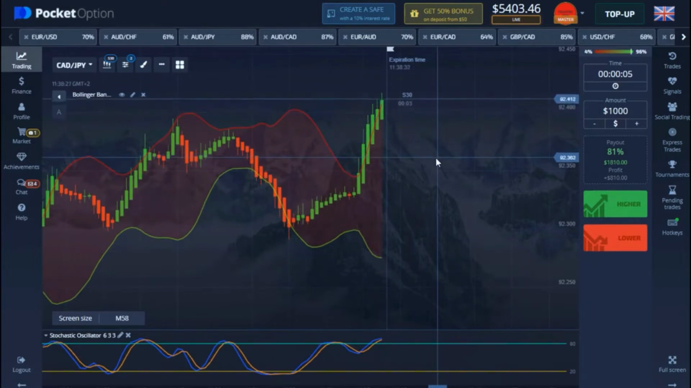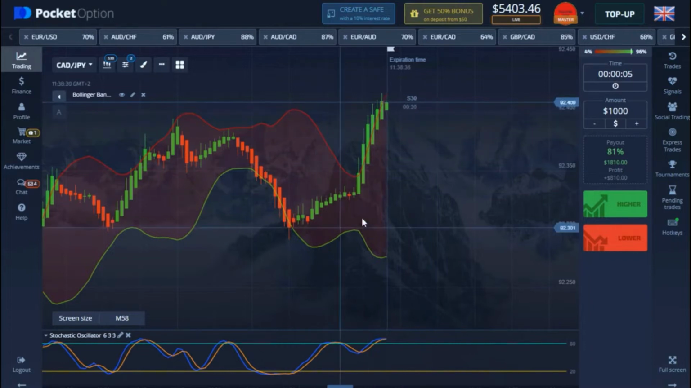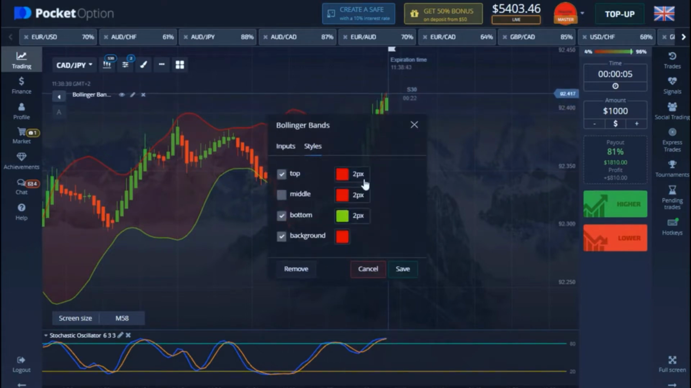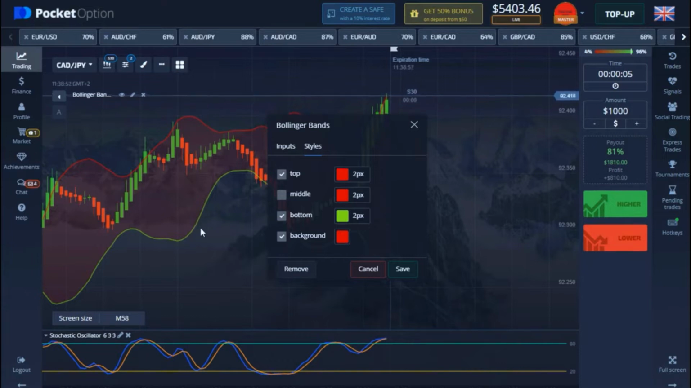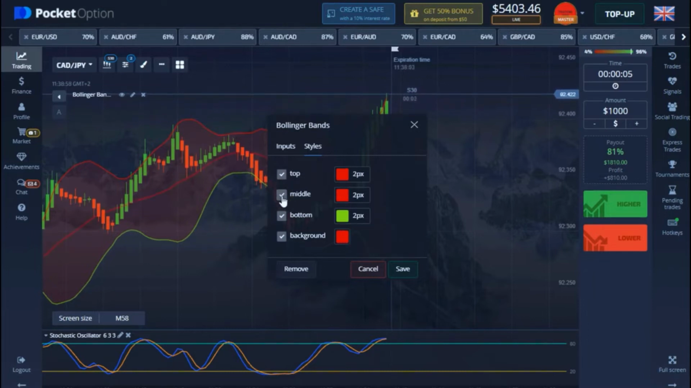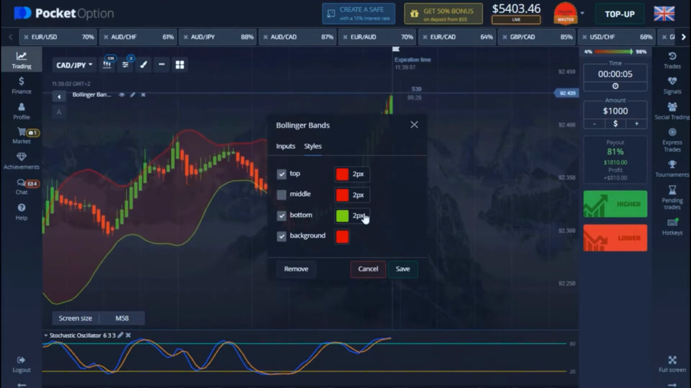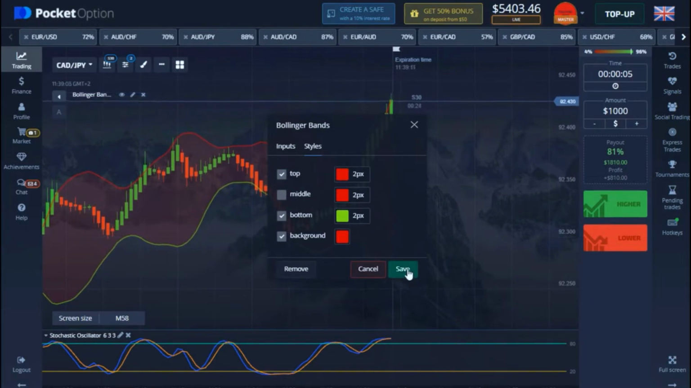Alright, so over here we have two indicators. The first indicator I'm using here is called Bollinger Band with this setting. The period here is 20, the deviation is 2. On the style, I take all the lines. The top color here is red, the middle is red, and here it's green. So it indicates the green down here and the red up here, and the background too is red. I actually removed the middle line of the Bollinger Band. So when you're done, just hit save.